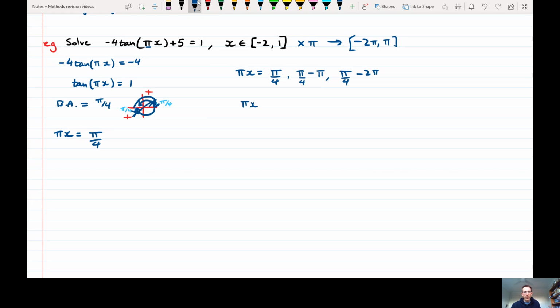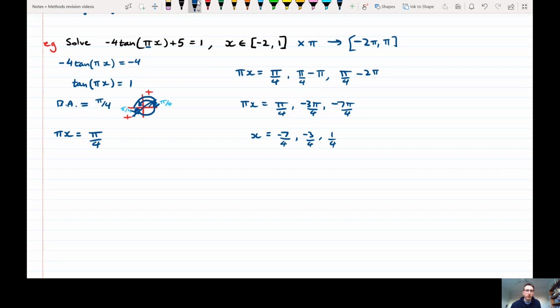I'm going to simplify all of that. So pi over 4 stays as it is. Pi over 4 minus pi gives you negative 3 pi over 4, a bit of fraction work with pi's. And this one gives you negative 7 pi over 4. Because remember 2 is the same as 8 over 4. And to complete this question, we're going to divide it by pi. And I'm going to put it in numerical order just to tidy it up a bit. So negative 7 over 4, negative 3 over 4, and positive 1 over 4.